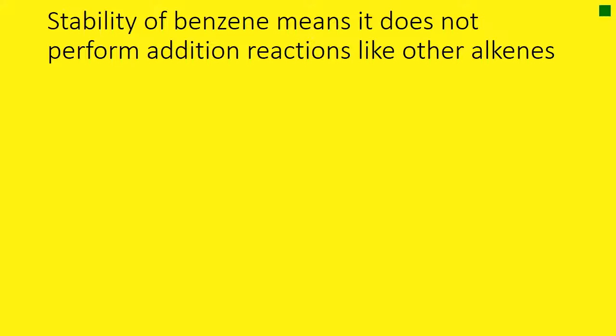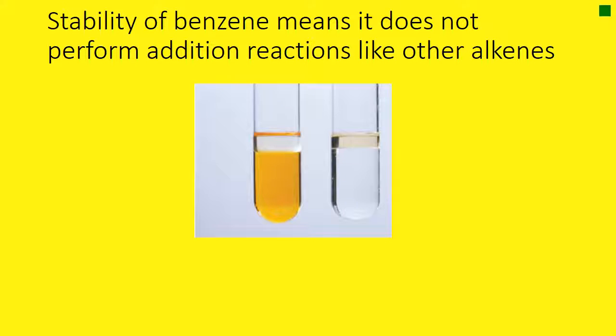So let's talk about the benzene reaction. Here we've got the familiar test for double bonds. In the first test tube on the left, we've got the mixture of bromine water. The bottom layer is the bromine water, and the top layer is the benzene. They've been mixed and separated again, and you see that the colour of the bromine water has not been discoloured.